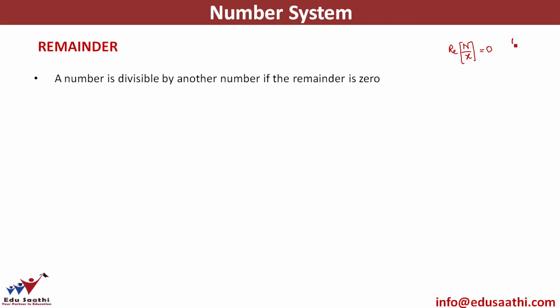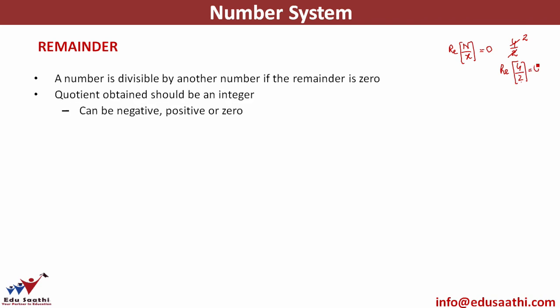So for example, if I look at 4 divided by 2, 4 is completely divisible by 2 to give you a quotient of 2 and no remainder. So if I write 4 divided by 2, I am not dividing it, I am just checking the remainder. When 4 is divided by 2, the remainder will be equal to 0. The quotient that I obtained here could be positive, could be negative, or could be 0.